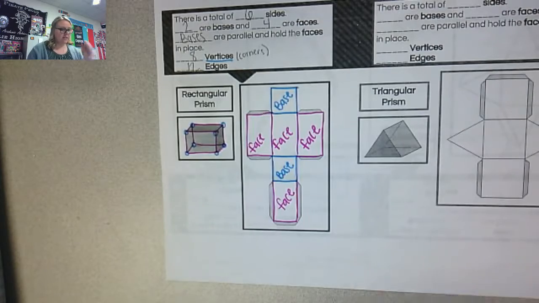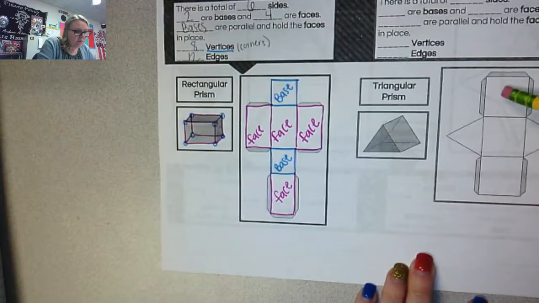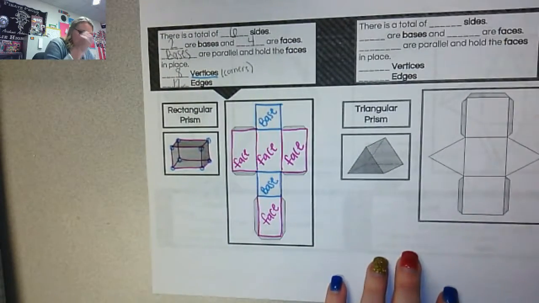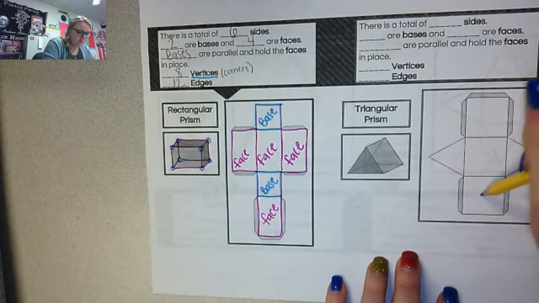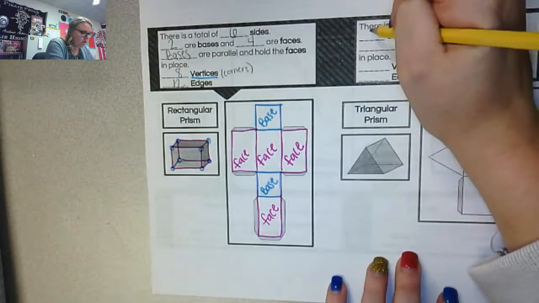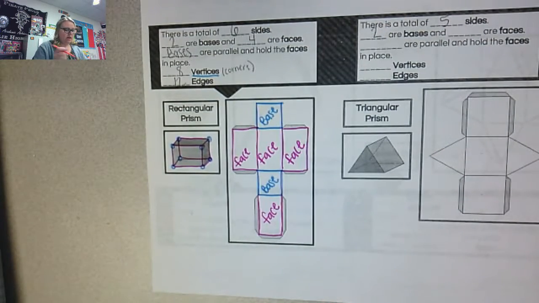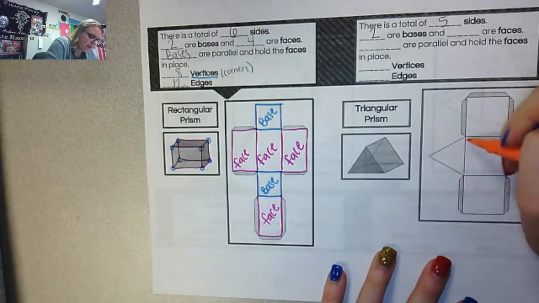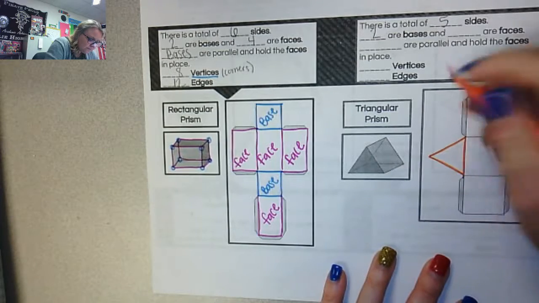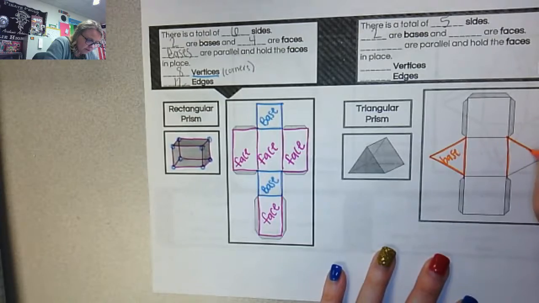Your next one is a triangular prism. There are a total of blank sides. So I'm going to go through and count. 1, 2, 3, 4, 5 sides. You have 2 bases. Your bases are easier to tell on a triangular prism because they are the 2 triangles. So here's a base. And here is a base.